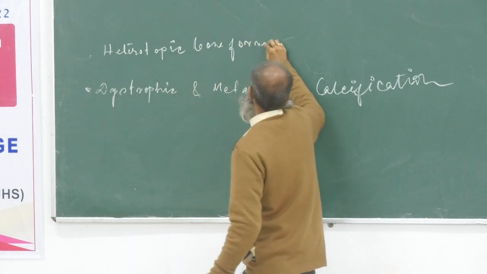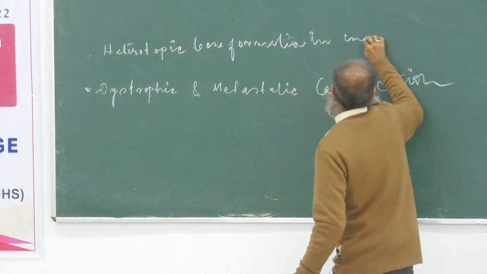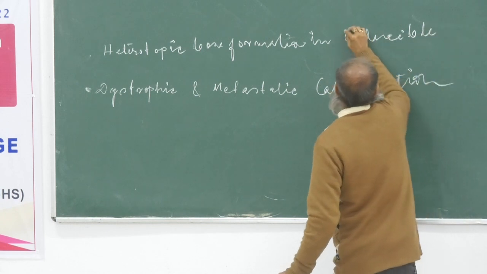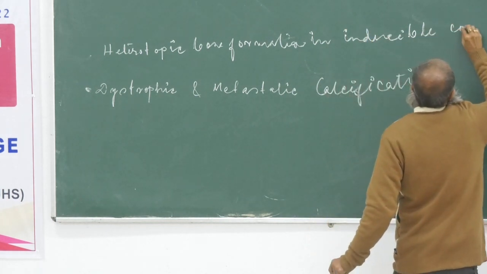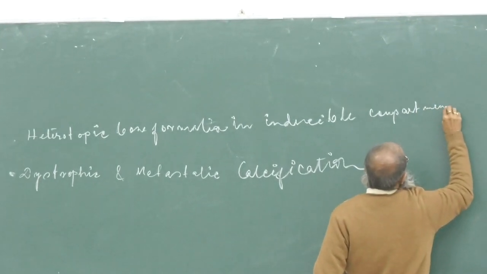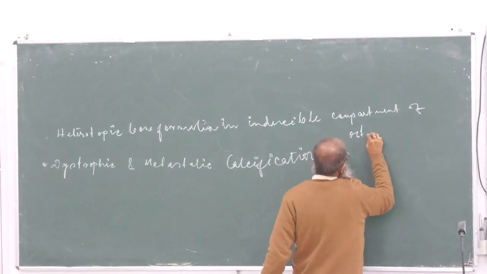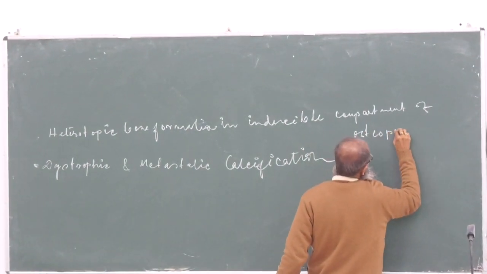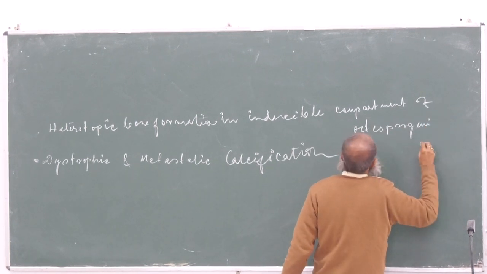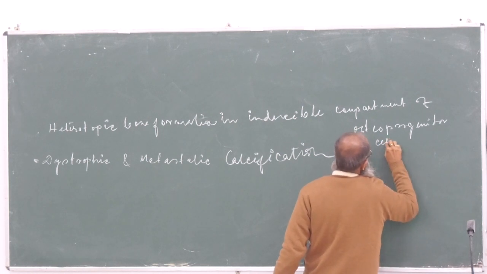Bone formation in inducible compartment of osteoprogenitor cells. কোথায় আছে? In every connective tissue compartment, osteoprogenitor cells.